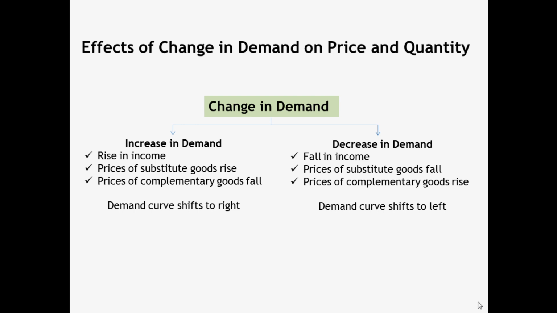Now, we are going to make a brief illustration to examine the effects of increase in demand and decrease in demand on price and quantity. Let us start with increase in demand. We know, given the price of a product, if other determinants of quantity demanded change in such a manner that quantity demanded for the product rises, it is called increase in demand. And in this case, the demand curve of the product shifts to the right.